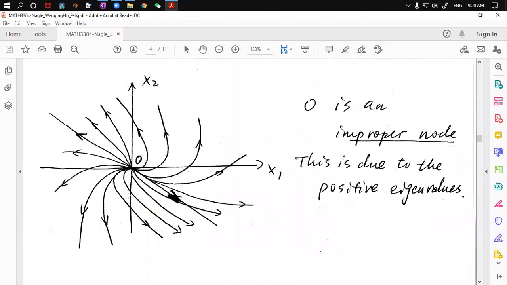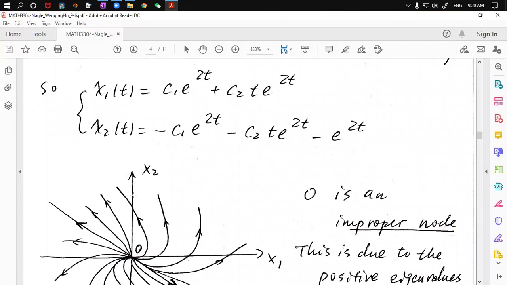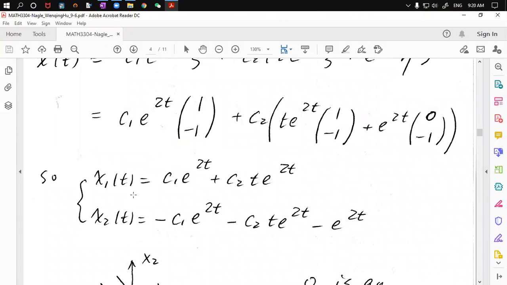Now if you look at this solution, you can write it in terms of components. In terms of components, x1 of t is going to be c1 e to the power of 2t plus c2 t times e to the power of 2t, and x2 of t is going to be minus c1 e to the power of 2t minus c2 t e to the power of 2t minus e to the power of 2t.